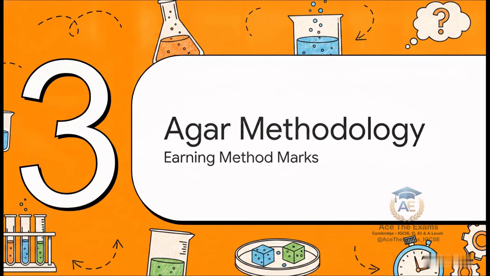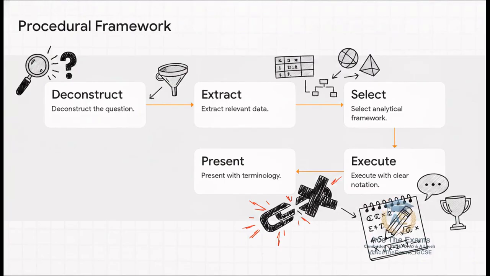Because earning your method marks requires a really systematic approach to processing these questions. When you're tackling these examination questions, you've got to follow this exact 5-step procedural framework. Step 1, deconstruct the question. Step 2, extract the relevant data. Step 3, select your analytical framework. Step 4, execute with clear notation. And Step 5, present with correct terminology.